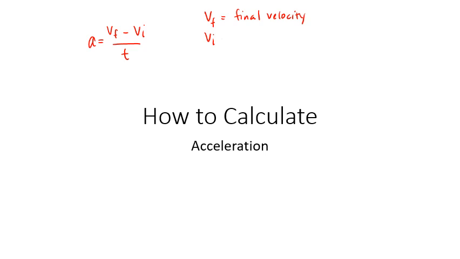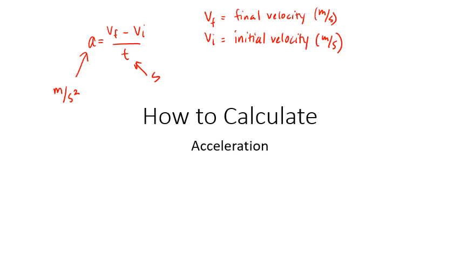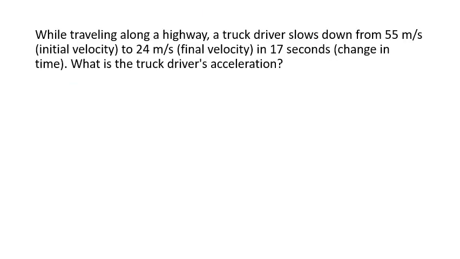versus v with the little i, or what we call v sub i. That's just going to be initial velocity. Velocity is in units of meters per second. Time still has to be in units of seconds, and units of acceleration are going to end up being meters per second squared. So make sure you have all your units straight when you're solving these problems. Let's go ahead and dive into our first problem.